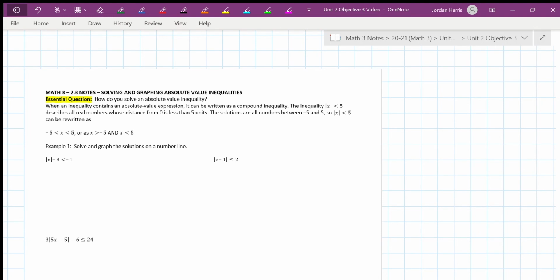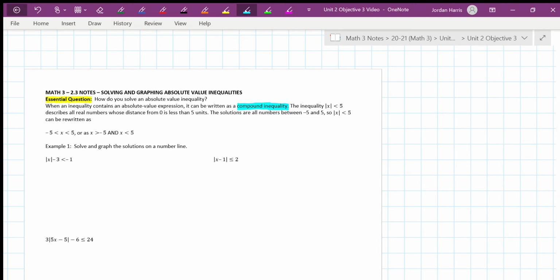Kind of. You'll see what I mean by that. So when an inequality contains an absolute value expression, it can be written as a compound inequality. Okay, so compound inequality, that is a key term that we're going to deal with. What is a compound inequality?